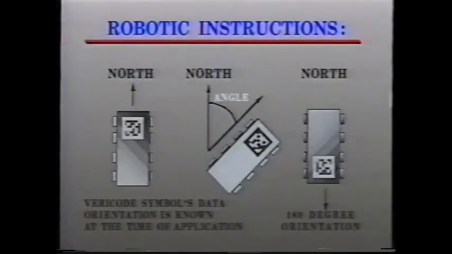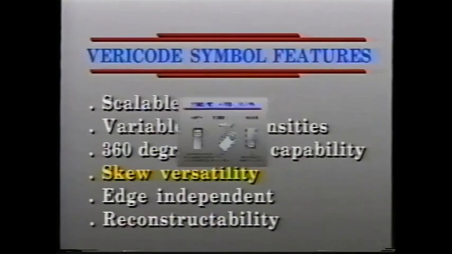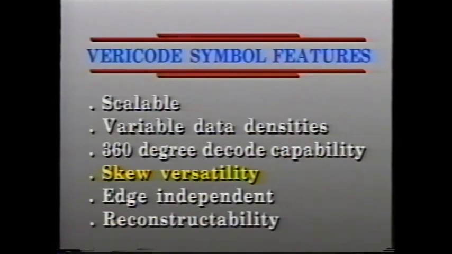This is just one of the many features that sets the advanced Vericode symbol apart from other symbologies. The Vericode symbol's skew versatility gives it the capability of being captured and decoded at up to a 60-degree angle off the horizontal plane. This permits a range of flexibility while still obtaining accurate data.